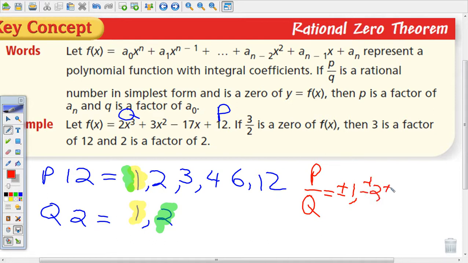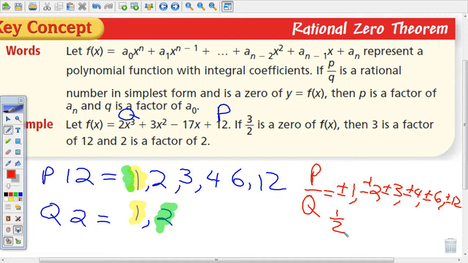1, 2, 3, 4, 6, and 12. And then I have all the fractions that come with it, which just make all of these half, right? So 1/2 is 1. Then there's also 2 over 2, but I already know that 2 over 2 is 1. So I'm not going to write it twice.